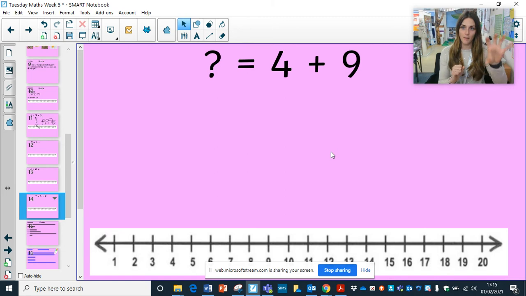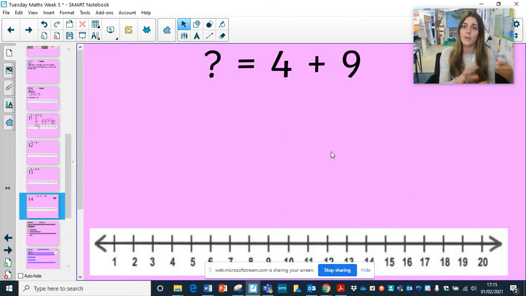So I put something is the same as 4 add 9. So it's that balancing. So you need to work out what 4 add 9 is to know what is the same as, what number goes where that question mark is. It's that balancing, okay? And that number needs to be the same as what 4 and 9 equal together, okay?